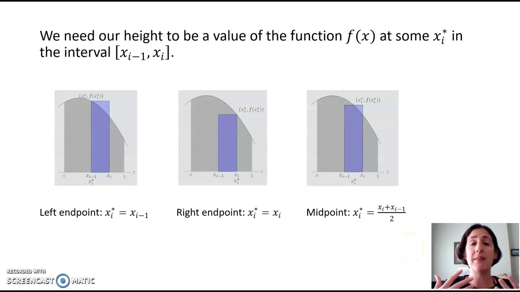And now we need to find the height of our rectangles. So for our height, we need some sort of a sample x value in the subinterval that we plug into the function to get the height. Now, it could be your left endpoint, which is the first set of examples we had done. It could be the right endpoint of your subinterval, or it could even be the midpoint. But you need some sample x value in every little subinterval to plug into the function to get the height of your rectangle. And again, it could be the left endpoint, the right endpoint, or the midpoint.